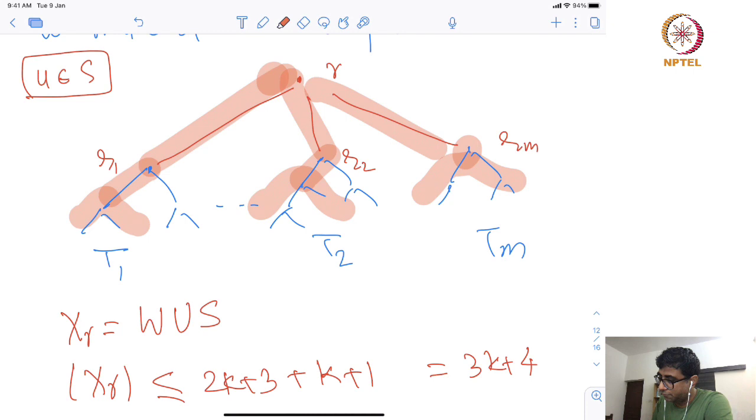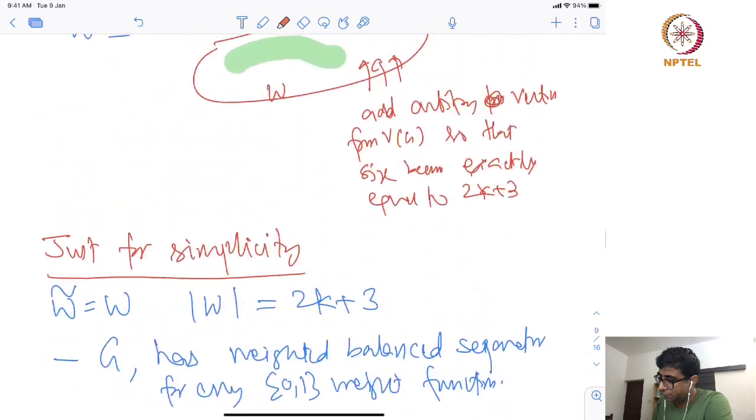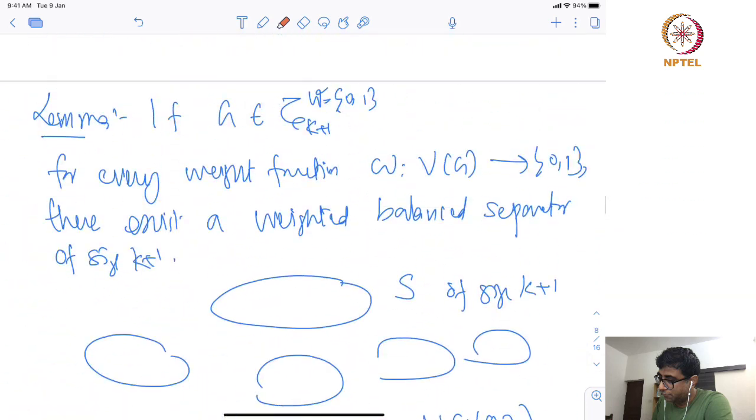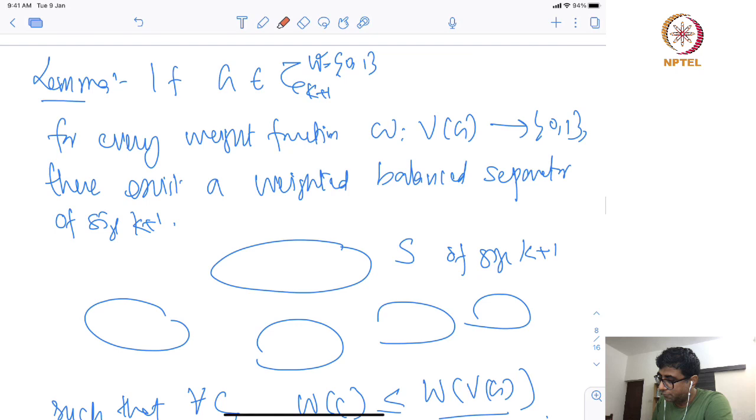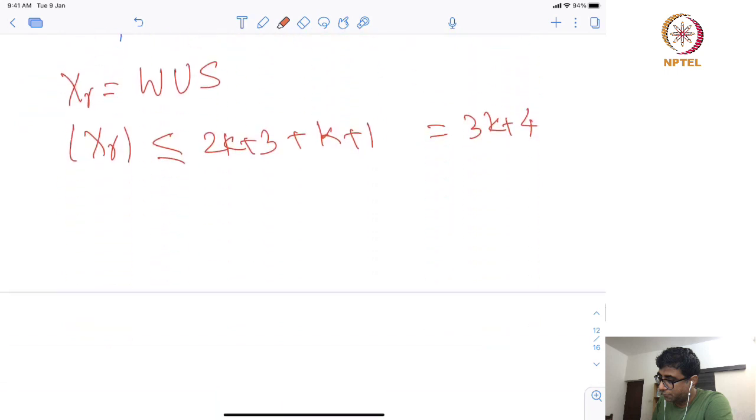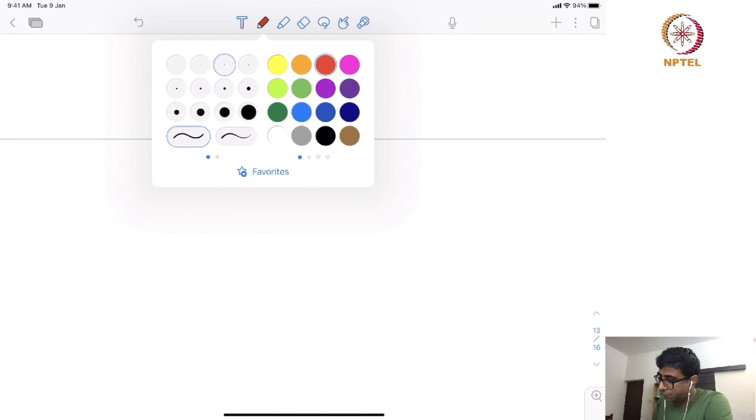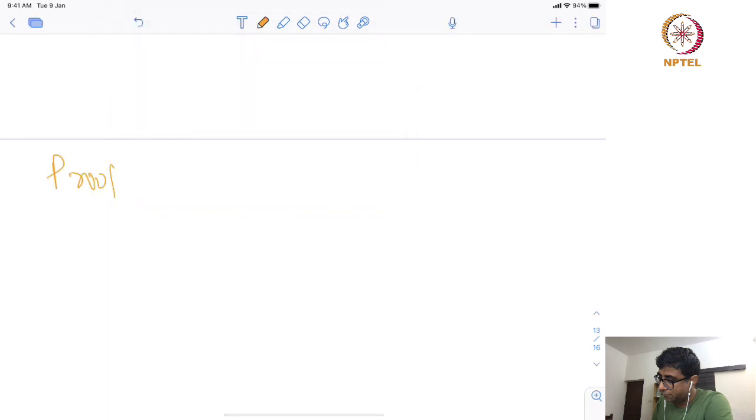So what we have shown now is that if a graph has this weighted balanced separator with respect to 0-1 weight functions, for every weight function, then its treewidth is indeed upper bounded by 3k+4. But this proof is not algorithmic.